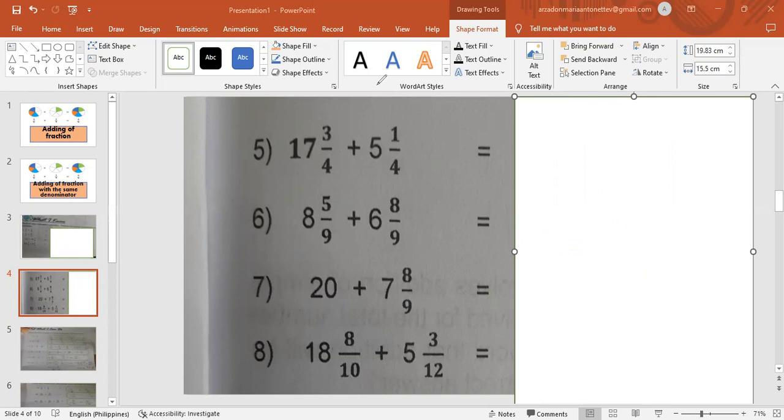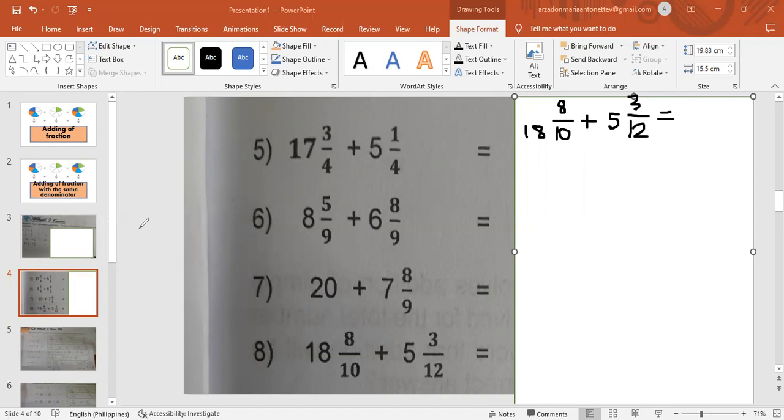Number 8, class. This one, this is the larger number. So 18 and 8 over 10, plus 5 and 3 over 12. Okay. How are we going to do that in our illustration?